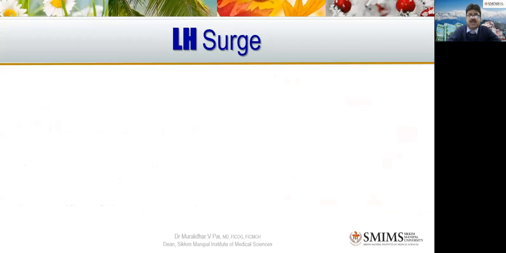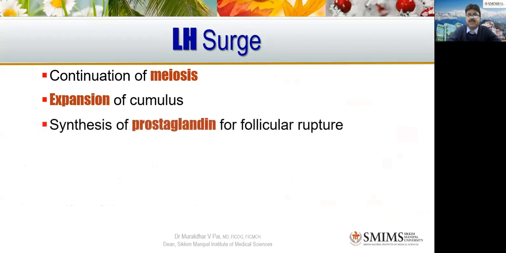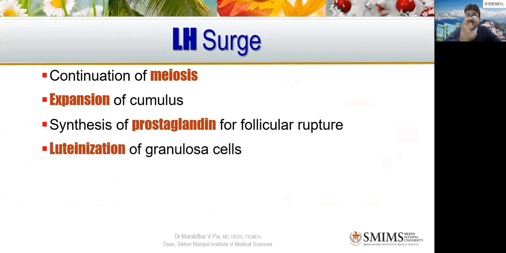So the LH surge typically continues the meiosis, and expansion of the cumulus happens because of that. And there is also synthesis of prostaglandin, which is important for the follicular rupture and luteinization of granulosa cells. See, LH has got so many jobs. It has to make sure that the follicle matures. Continued maturation means the continuation of the meiosis process, because later it has to meet the sperm and get fertilized. Expansion of the cumulus, so that the egg starts detaching itself from the rest of the follicle, and the prostaglandin has to be secreted, and the egg is released.